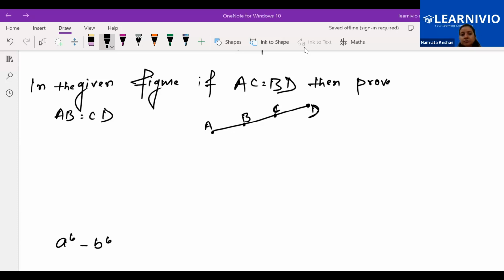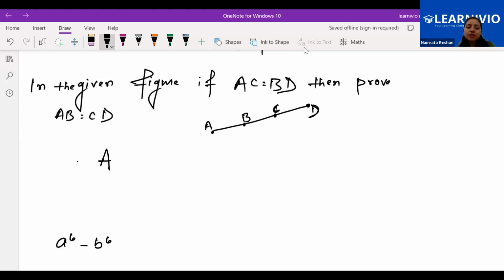Ma'am, I got the answer for the first one. Yeah, tell me how you have done this question from Euclid's geometry. Ma'am, the axiom which I used was: when equals are subtracted from equals, the remainders are equal.